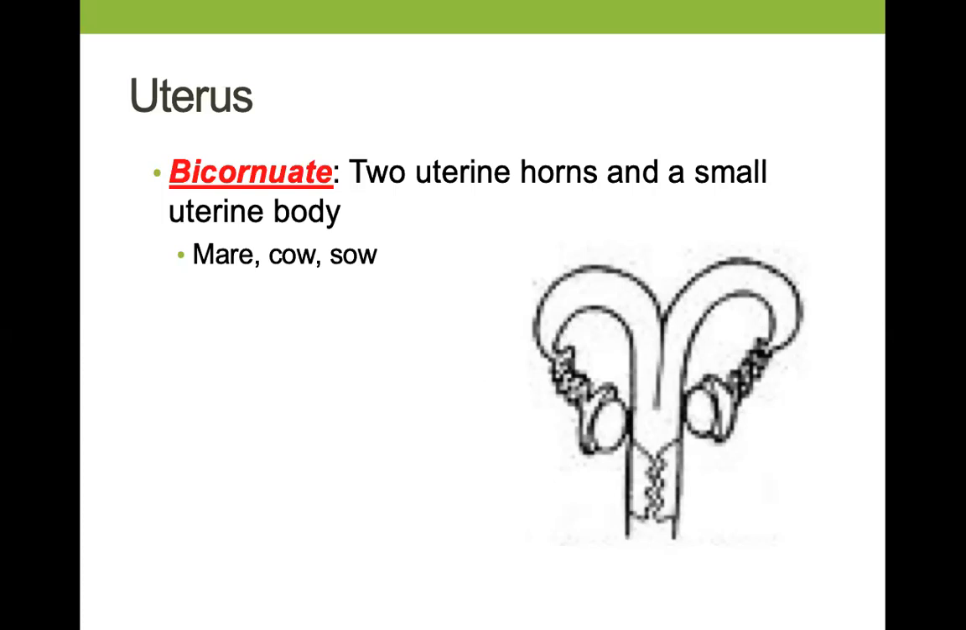Any less than that, any fewer than that, and their pregnancy doesn't sustain. That's because they need so much of that maternal recognition of pregnancy signal that just 2 or just 1 fetus isn't going to cut it. So the smallest pig litter you will generally see is 3.